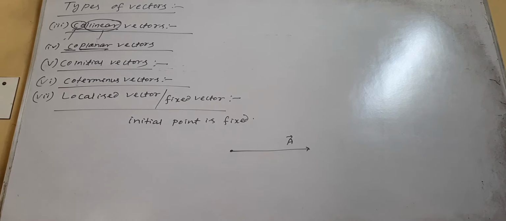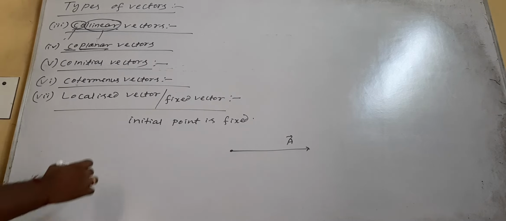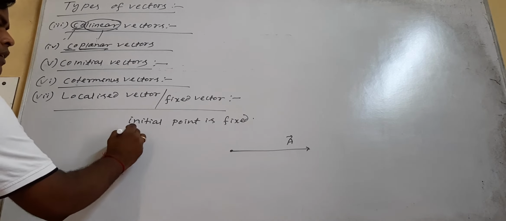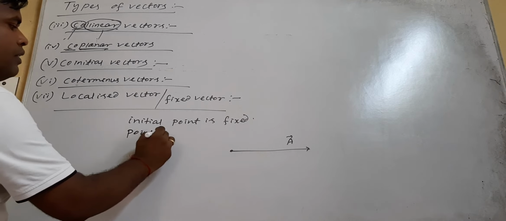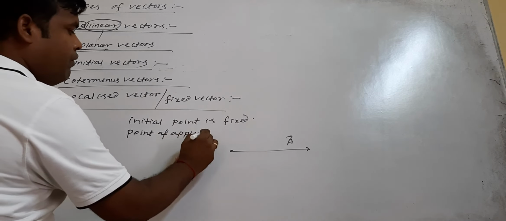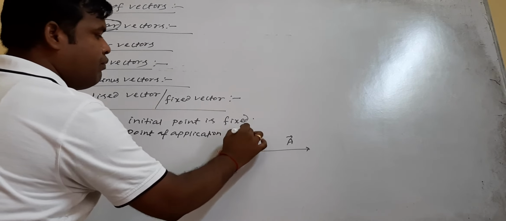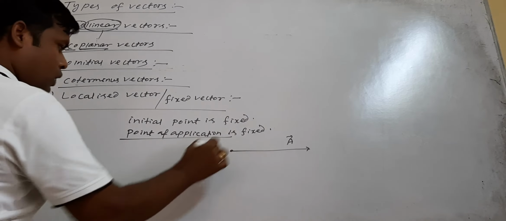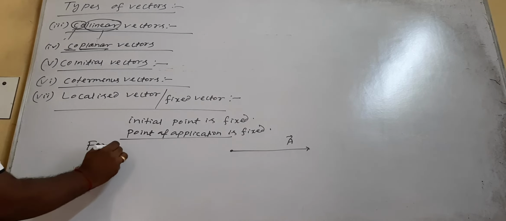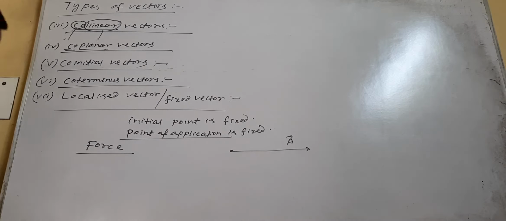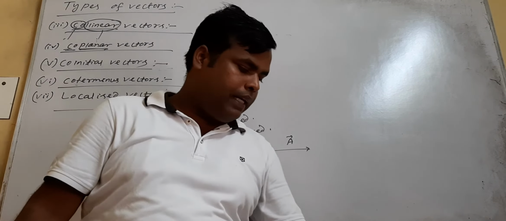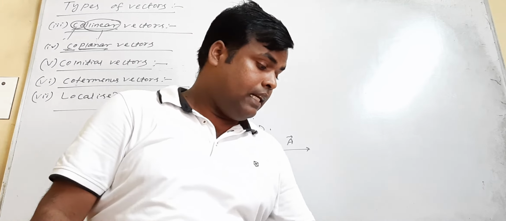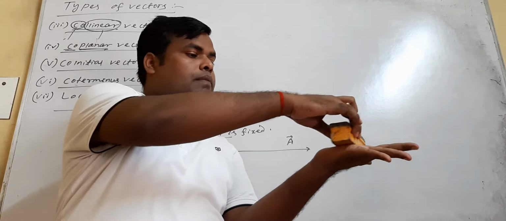Still if it is not understood, then to understand this localized vector, it is better to write: point of application is fixed. To explain this localized vector, let us take the example of force. In the case of force, if you change the point of application, the effect of the force will change. Let us take an example.